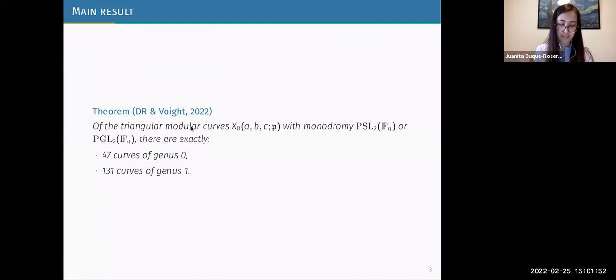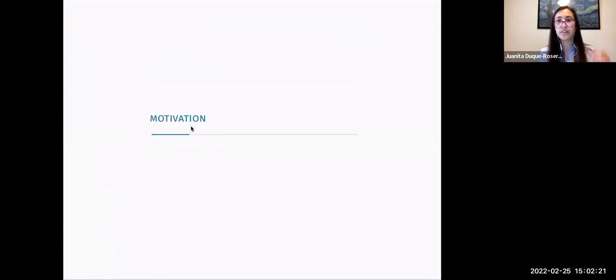Okay, so to start, I just want to give you an idea of where we are going. At the end of the talk, hopefully you will have a better idea of what all these objects are. What we do in this work is enumerate all of certain curves that we call triangular modular curves that have monodromy PSL2 or PGL2, and we enumerate the ones that have genus 0 and 1 in particular. Great, but before we get to this theorem, I want to start with the motivation.